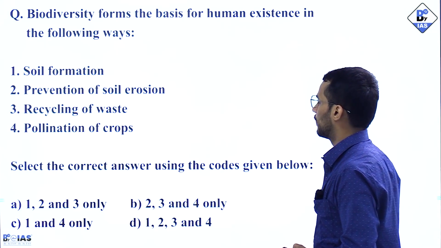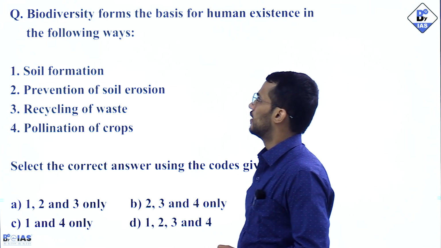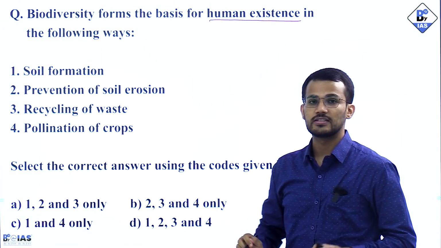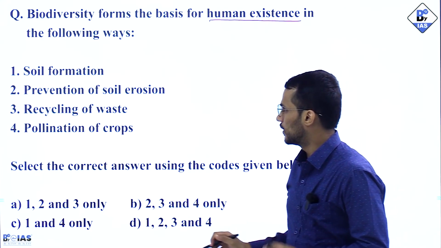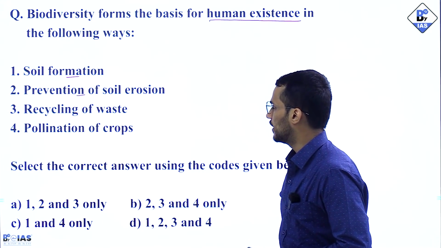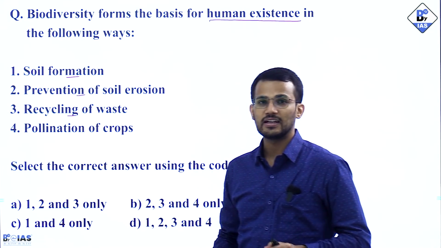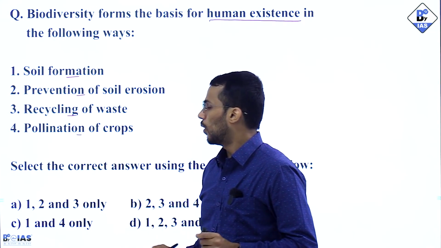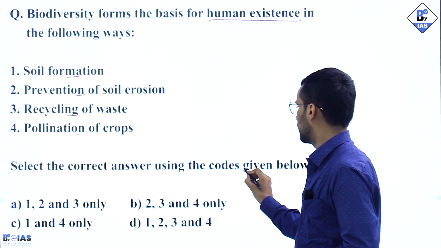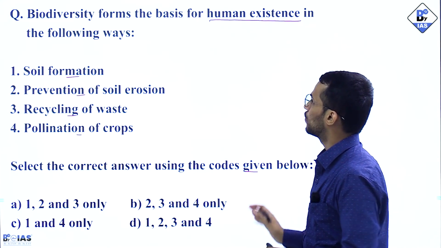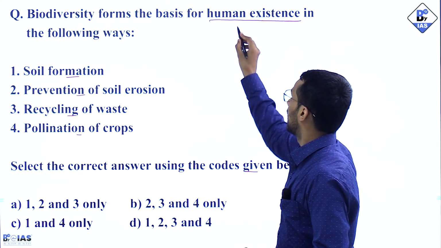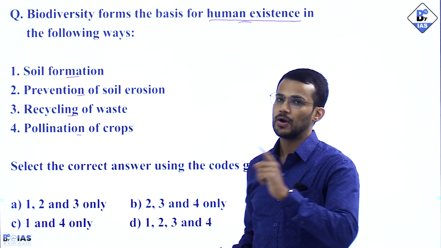So next question now. Next question is, biodiversity forms the basis of human existence in the following ways. First, soil formation. Second, prevention of soil erosion. Third, recycling of waste. Fourth, pollination of crops. Select the correct answer using the code given below. So we are supposed to find out what exactly are the services that human beings receive from biodiversity, right?